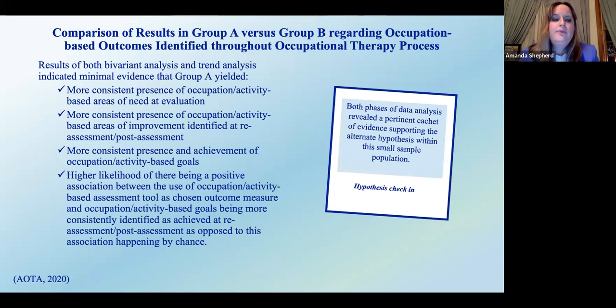But both results of bivariate analysis and trend analysis indicated evidence that Group A yielded more consistent presence of occupation-based areas of need at evaluation, more consistent presence of occupation-based areas of improvement identified at reassessment, post-assessment, more consistent presence and achievement of occupation-based goals. And bivariate analysis indicated that there was a higher likelihood of there being a positive association between the use of occupation-based assessment tools as the chosen outcome measure and occupation-based goals being more consistently identified as achieved at the time of a child's reassessment or post-assessment.